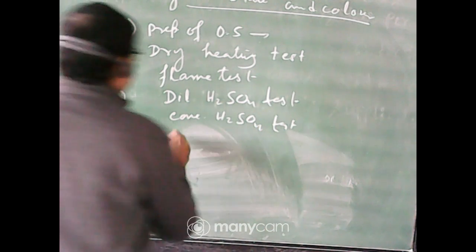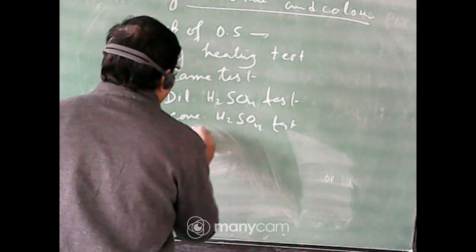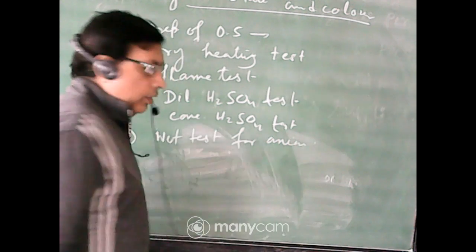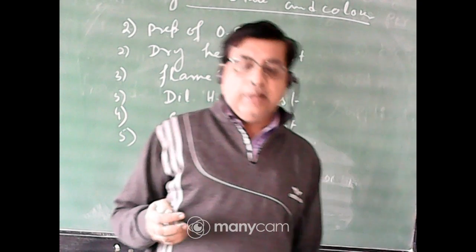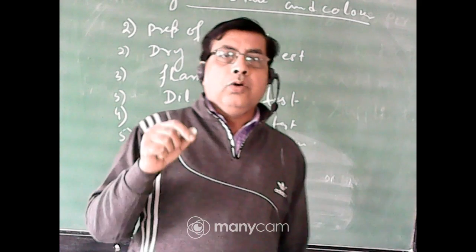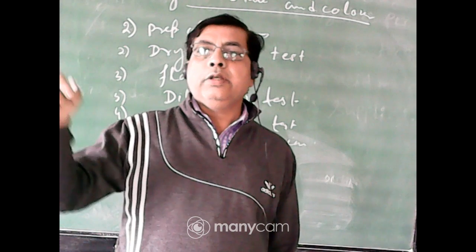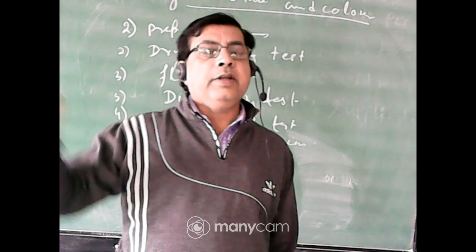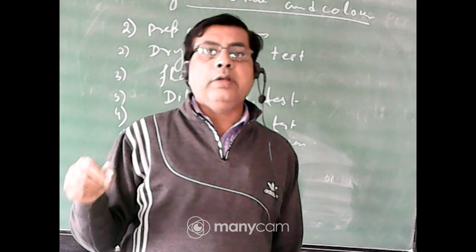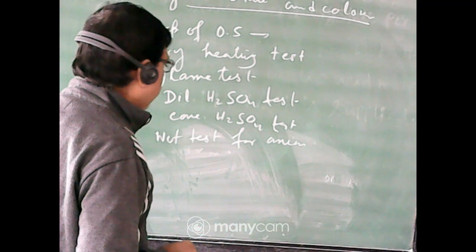Number 5, wet test for anion. Anionের wet test যেটা আমি করলাম, original solution plus silver nitrate solution, no white PPT, chloride is absent. Original solution plus barium chloride solution, a white PPT is formed which is insoluble in all mineral acid, so sulfate is present. Original solution plus ferrous sulfate plus concentrated sulfuric acid, no brown ring is formed, nitrate is absent. So these are the confirmatory tests. Wet test for anion is the confirmatory test.